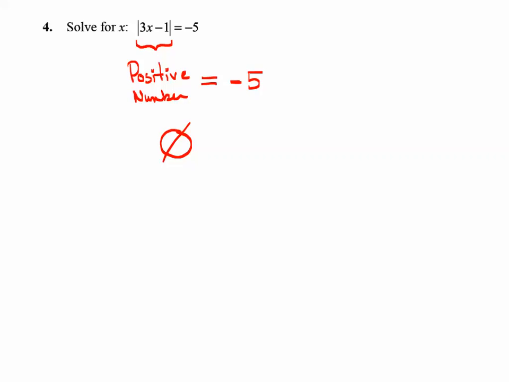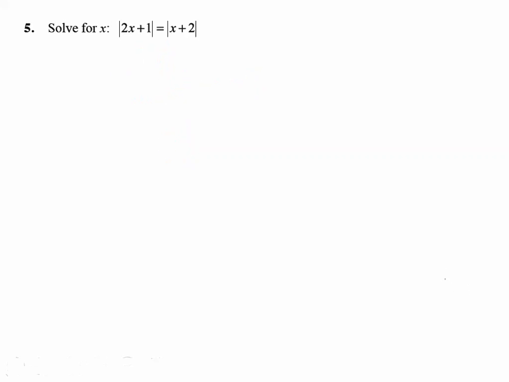Absolute value, you can only split them off into 2 different pieces if they're equal to a positive number or 0. Doesn't work any other way. So you'll see about 2 or 3 of those on the homework. All right, the next type. Again, kind of going quickly here. What happens if you have 2 absolute values equal to each other?